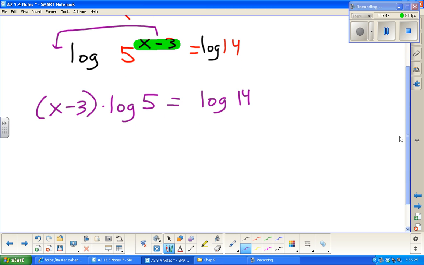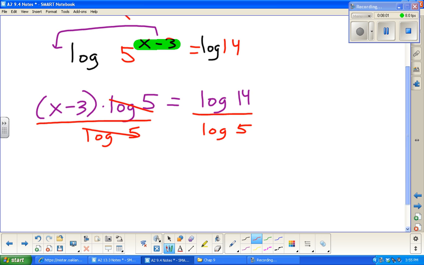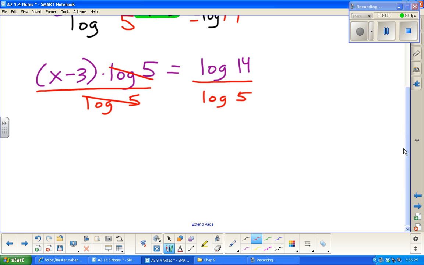Now just think of this as we're trying to solve for x. The log of 5 is just some number. Your calculator knows what it is. Let's divide it out, the log of 5. Let's get rid of that. Let's divide this side by the log of 5. So we're going to have x minus 3 equals the log of 14. Again, put that in parentheses and close it up. We're dividing by the log of 5, not by just 5.